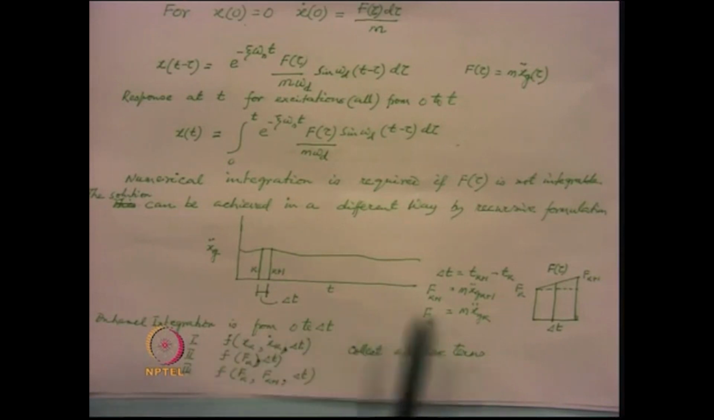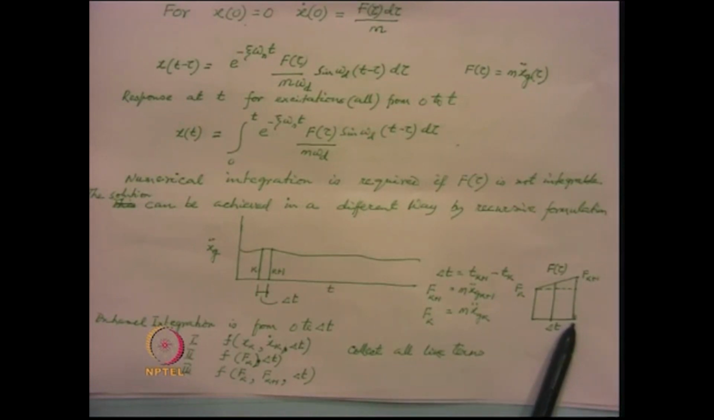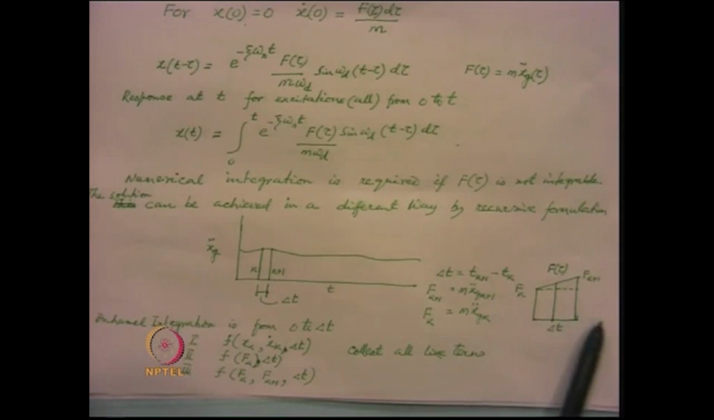Now, if we look at the response at k plus 1, then the response at k plus 1 can be obtained provided we know the response at k, that is, the kth time station. And in this kind of formulation, in which we obtain the response at a particular time step with the help of the responses at the previous time step, this formulation is called the time marching formulation.